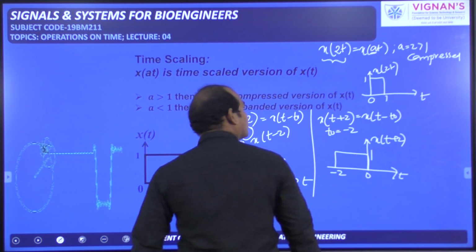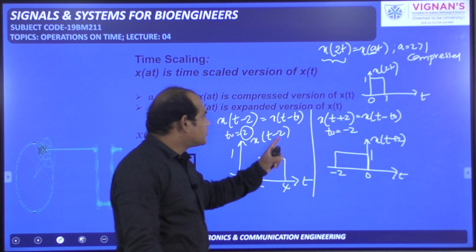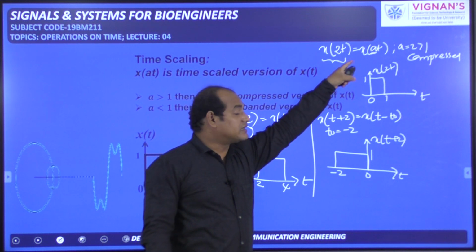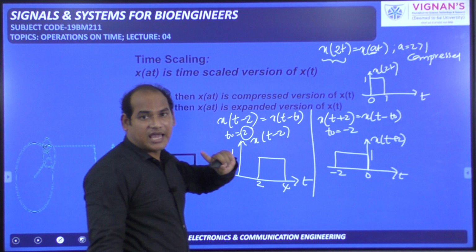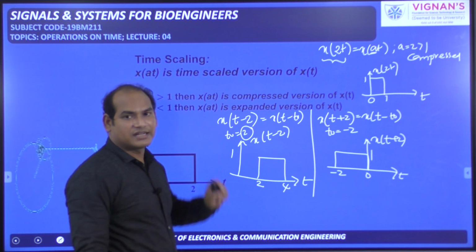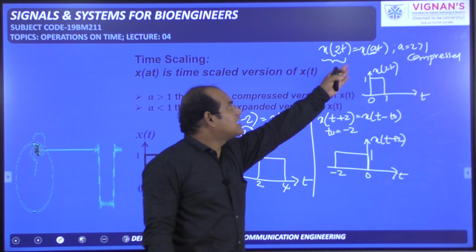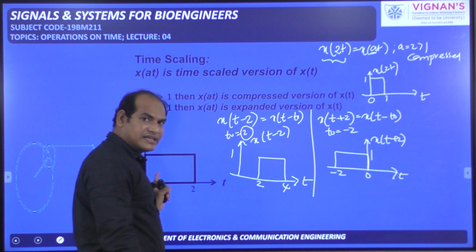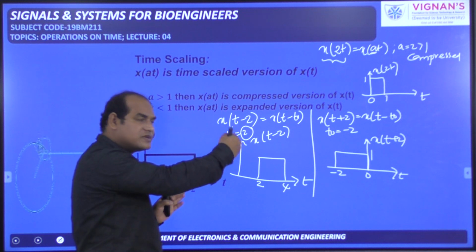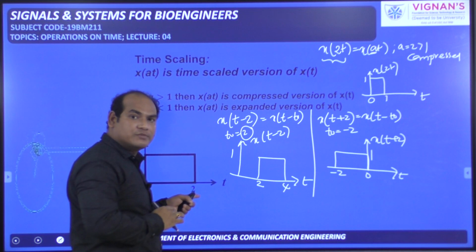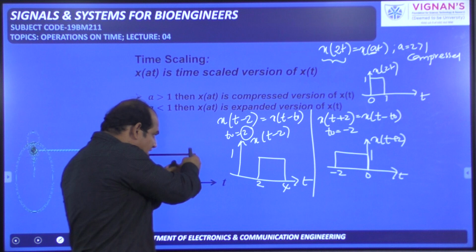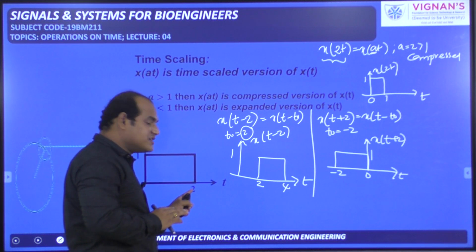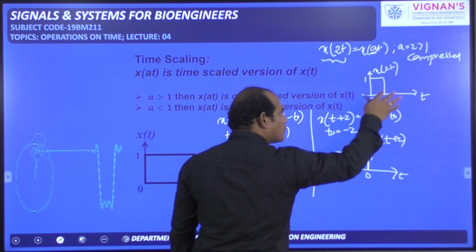Simple thing. Don't get confused here. Time shifting means t naught should be added to the time axis. Time scaling means the time axis should be divided with the scale factor a. Here a is 2, so 0 by 2 is 0 only, and 2 by 2 means 1. So the signal will end at 1 only, because 2 by 2 is 1. Here the signal ends at 1 second only.